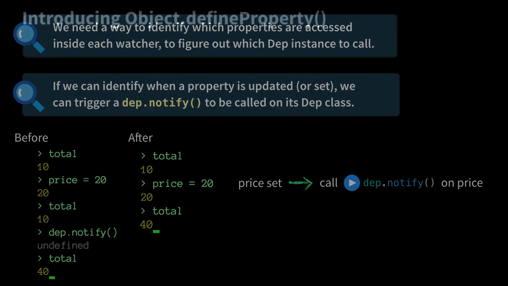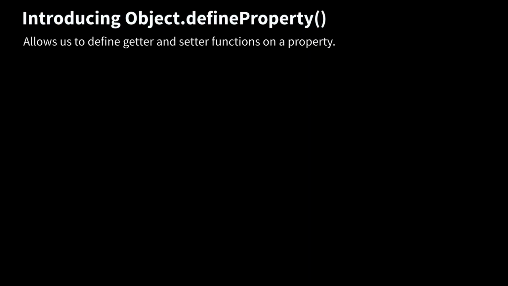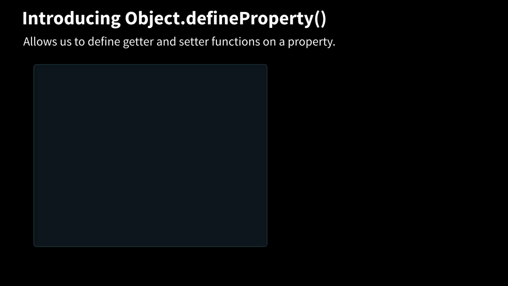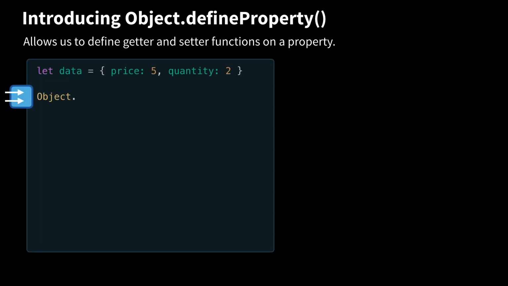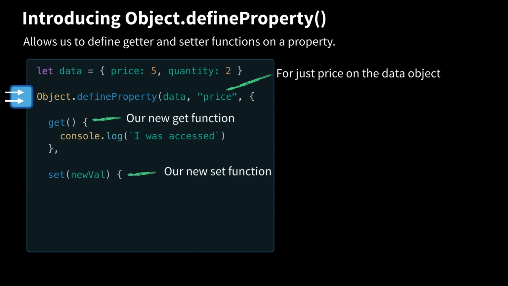This is where object define property comes in. This allows us to define getter and setter functions on a property. So here's our object, and now we'll call define property on it. And from now on, we'll use this icon whenever we call define property. We'll send in the data object, specify our price property, and then inside we'll declare a new get function. For now, we'll just log out I was accessed to the console. We'll define a new set function, and we'll just log out I was changed to the console.